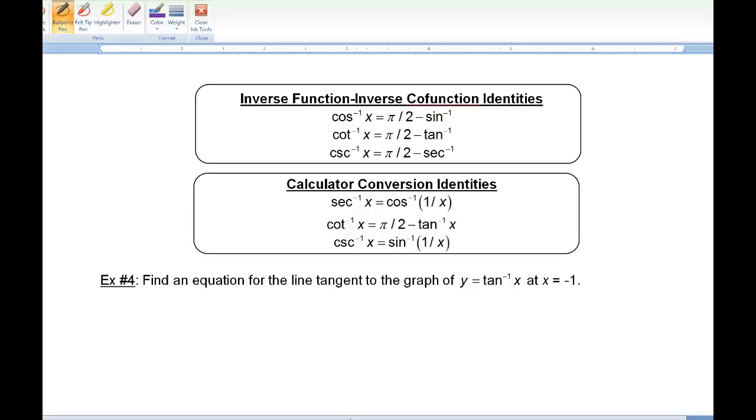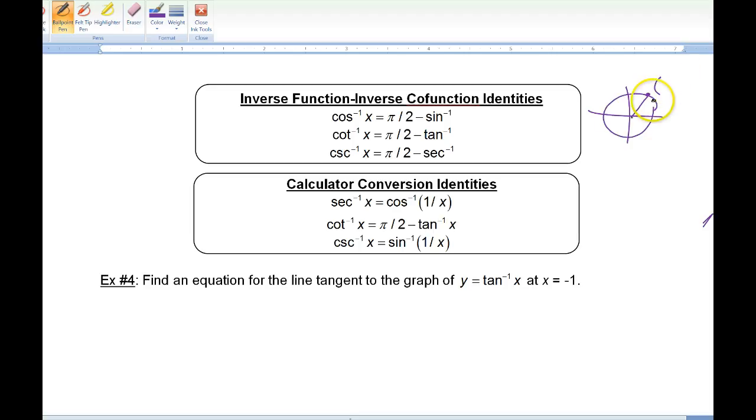Why are these cofunctions? Well, part of it has to do with the name. Sine and cosine are cofunctions because why? Think about the unit circle for a moment. When we have, let's say, a 60-degree angle, right?